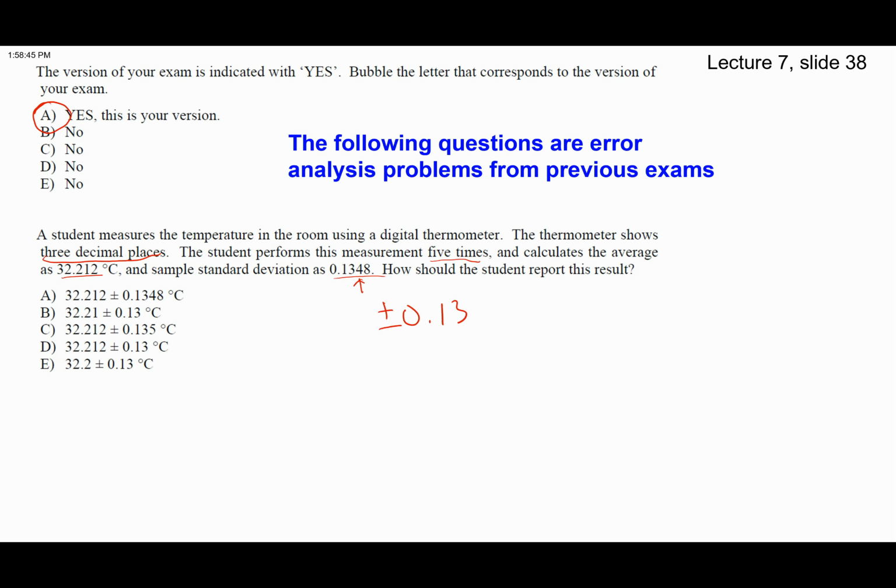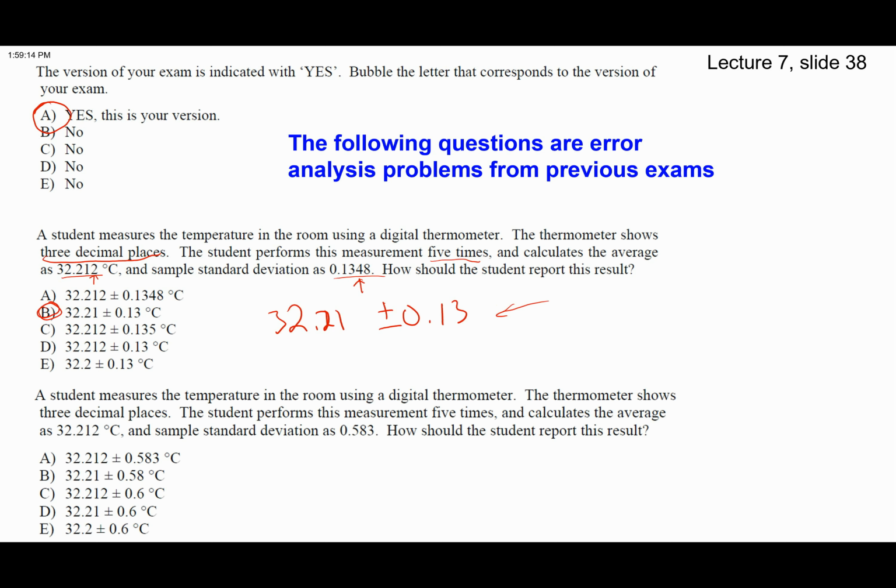Rule 2 says our number has to match. So 32.121. And then the third rule is, does it make sense? Is this more precise than, let's say, the instrument? In this case, it goes to 3 decimal places, so the error in our instrument is in that place, so we're doing worse here. So the answer is B.